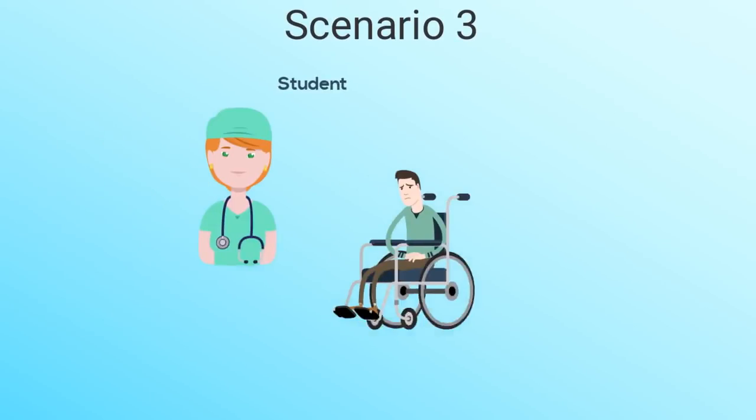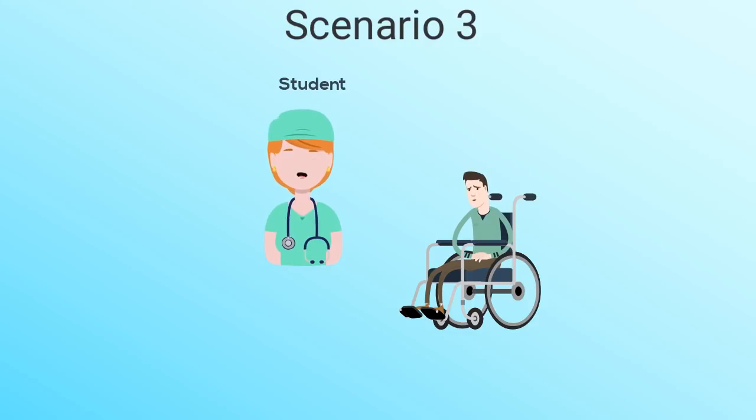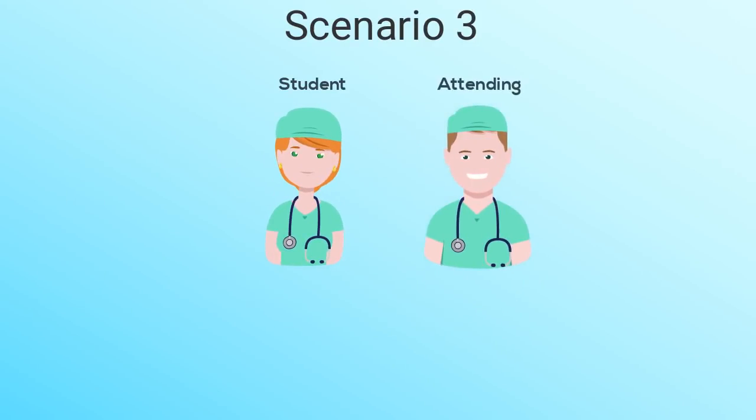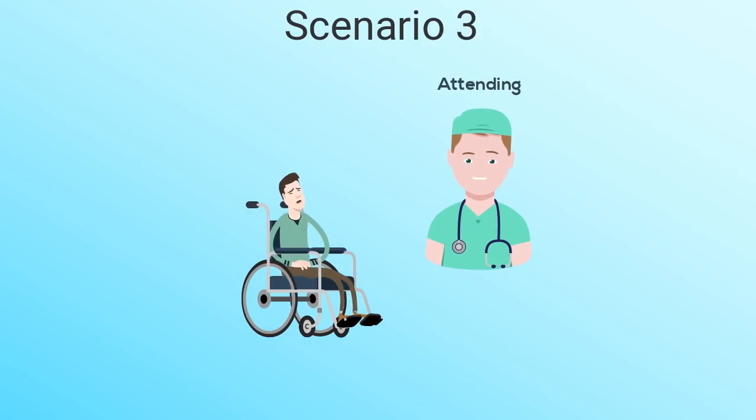Scenario 3. A student is working one-on-one with an attending. The student sees the patient alone and presents to the attending. The attending sees the patient alone and performs their own history and exam. Does this meet the physical presence requirement?